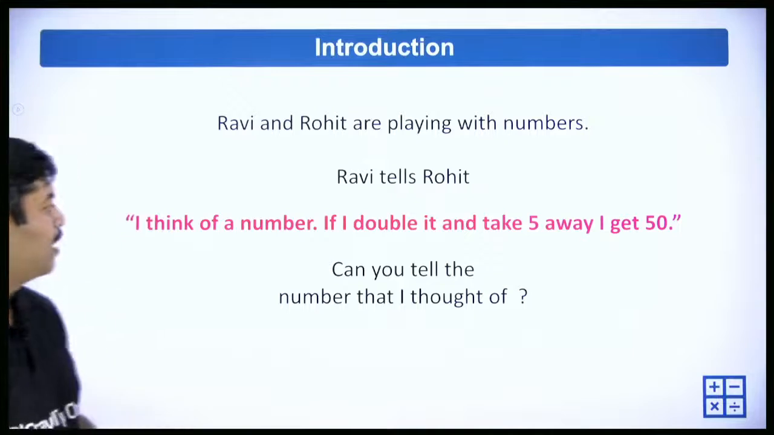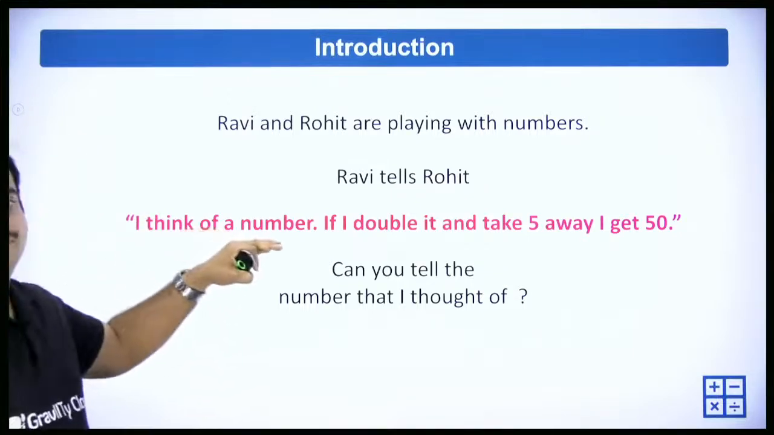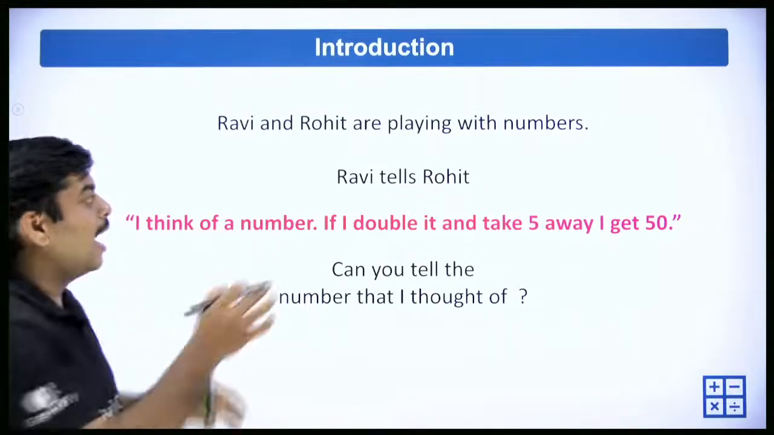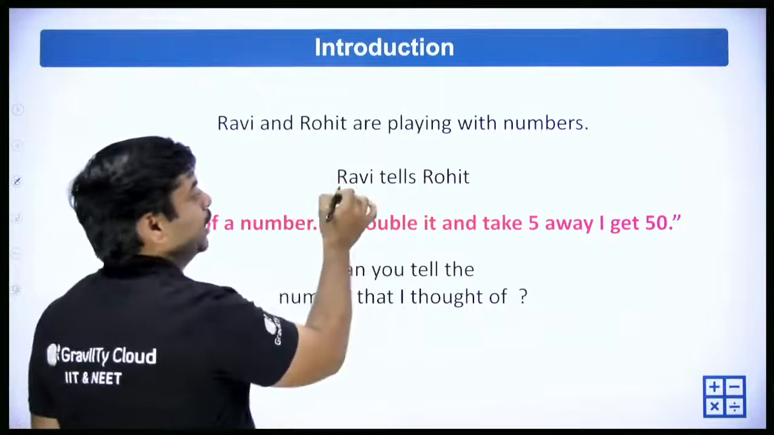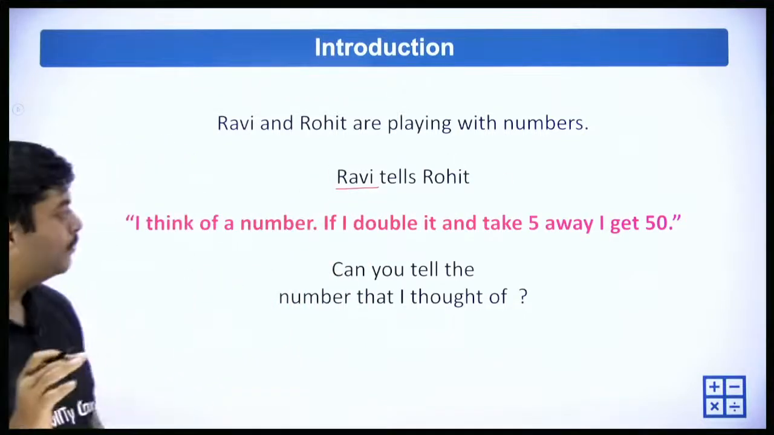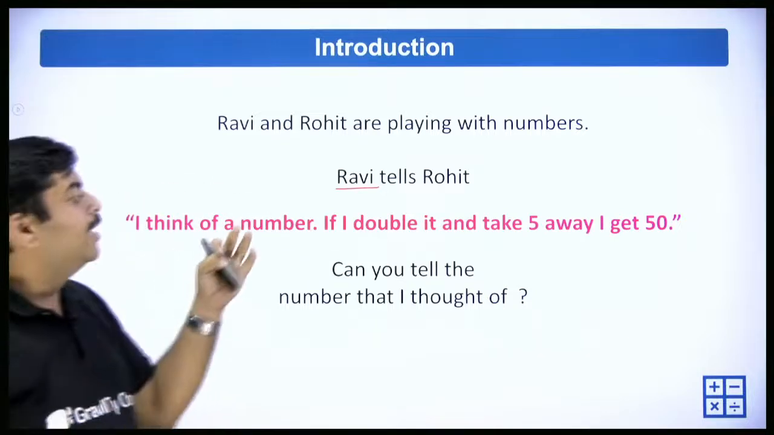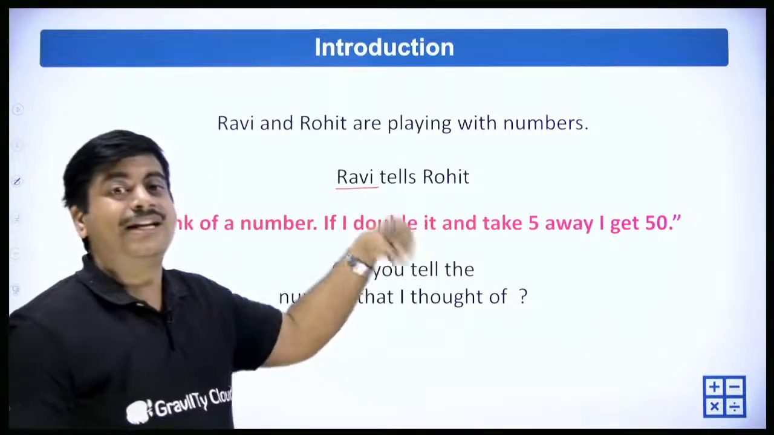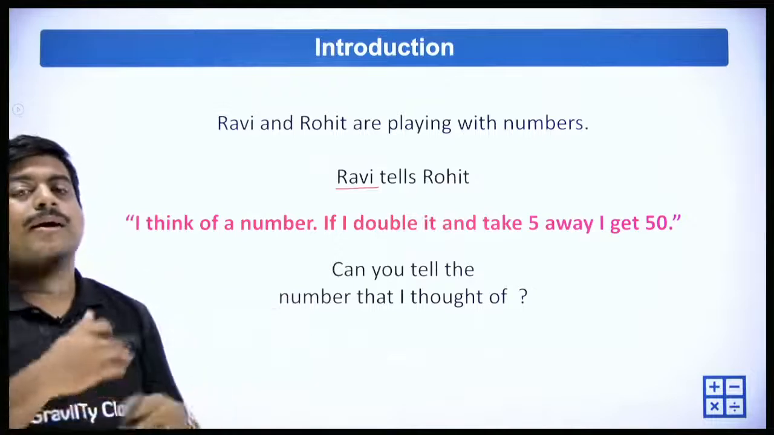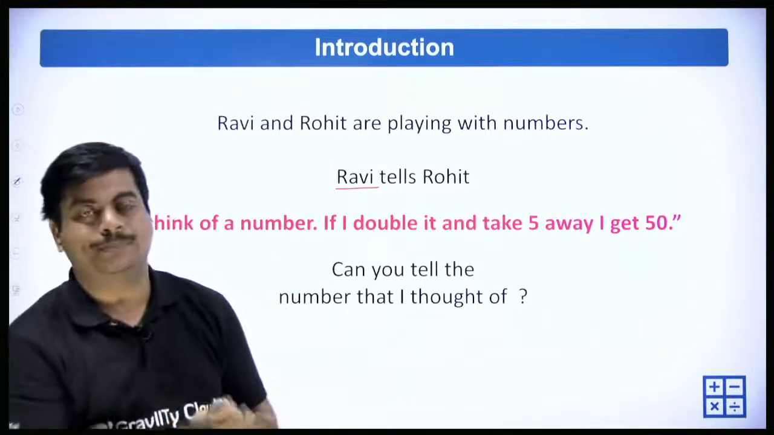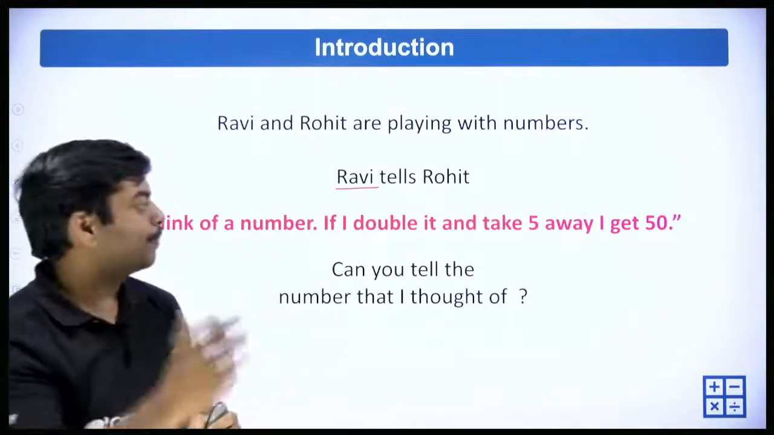What is that? I think of a number. Who is "I"? Ravi, because Ravi is telling Rohit. "I" means Ravi. I think of a number, so Ravi is thinking of a number. If I double it, that means double means we are multiplying with 2.